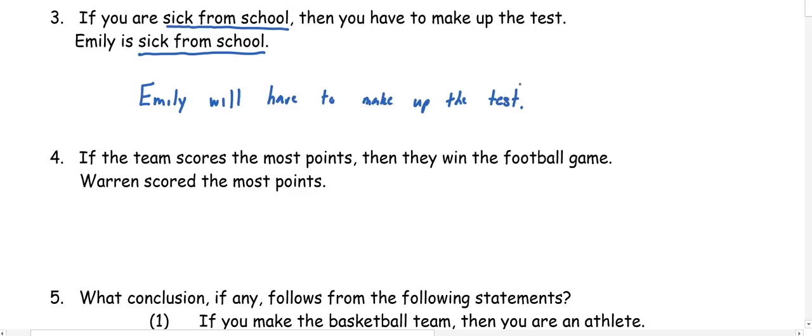Number 4, if a team scores the most points, then they will win the football game. Warren scored the most points. So again, most points is showing up twice. So we can conclude that Warren won the football game.